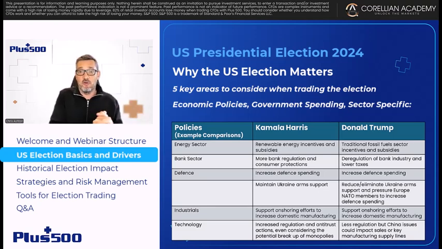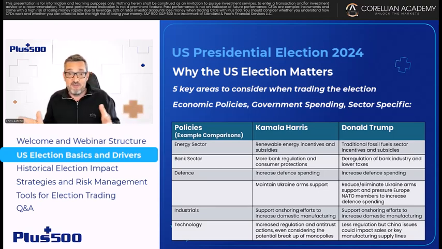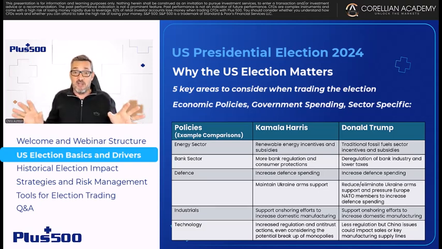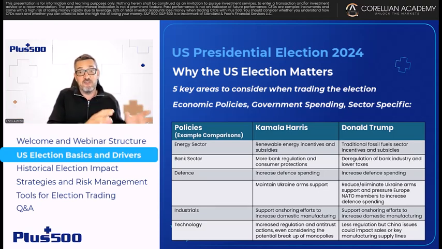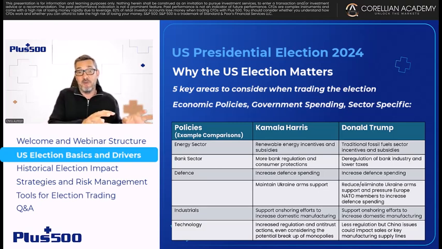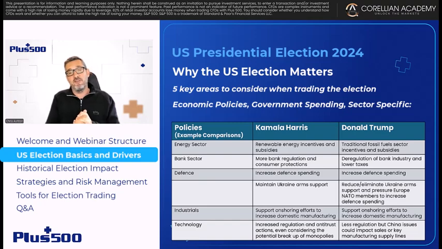Looking at the technology sector at the bottom of the table, a Harris win could be a negative for big technology companies like Alphabet, Amazon, and Apple due to increased regulation and antitrust enforcement actions, which could potentially include breaking up these monopolies into smaller pieces, as well as introducing stricter data privacy laws. While a Trump win could benefit big tech with a more hands-off approach to regulation, although his more aggressive approach to dealing with China could hurt sales in a key market for these companies or even hurt their supply lines.